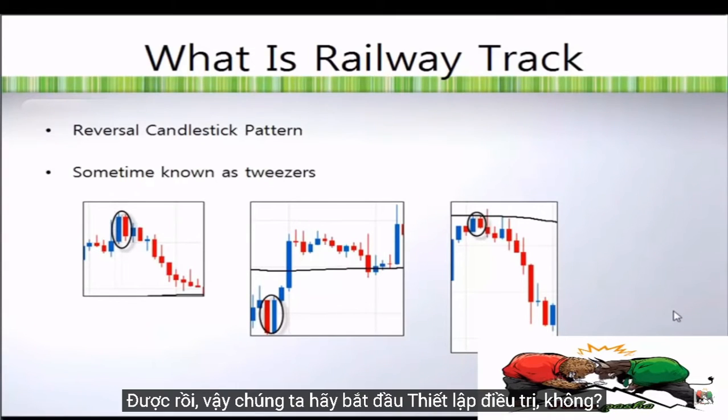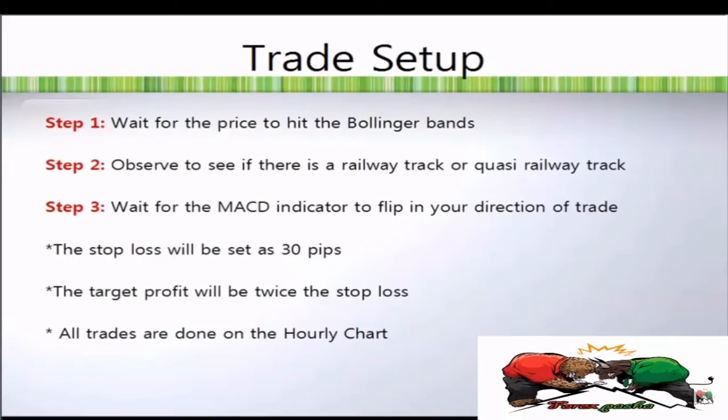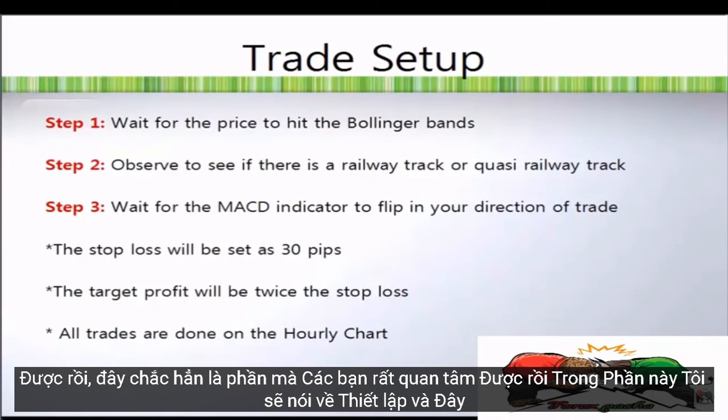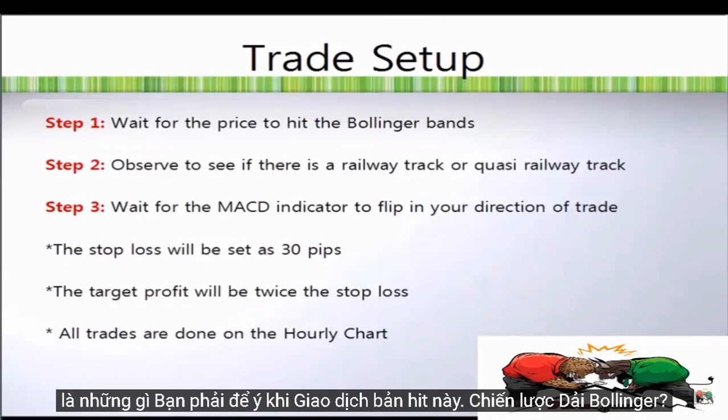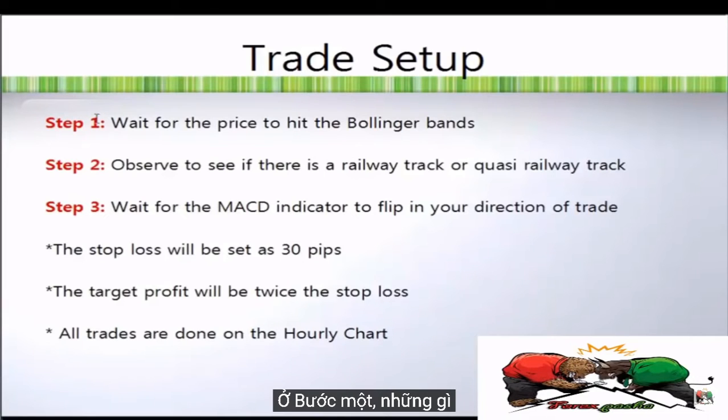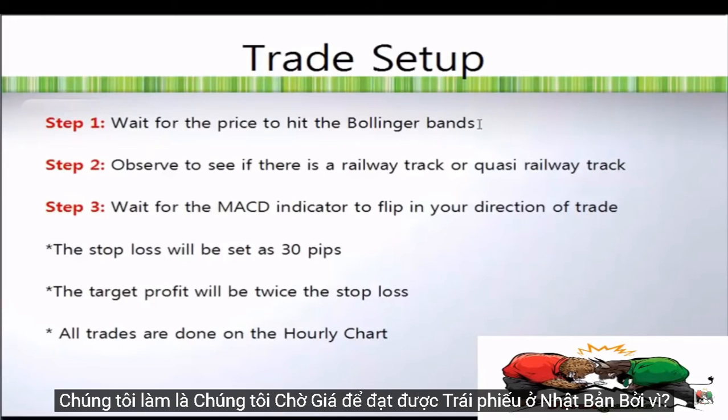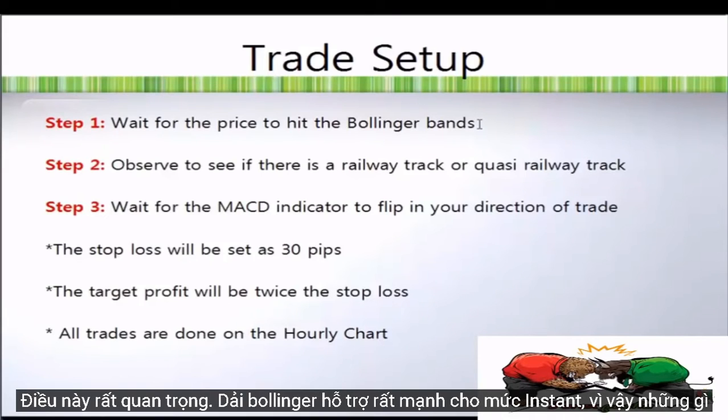Let's go through the trade setup now. This must be the part that you guys are very interested in. In this part, we'll be talking about the setup, and this is what you have to look out for when you're trading this hit the Bollinger Band strategy. Step 1: we wait for the price to hit the Bollinger Band, because this is very important. The Bollinger Band serves as a very strong support and resistance level.